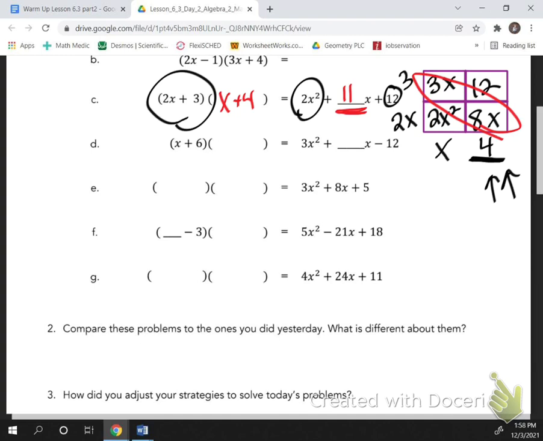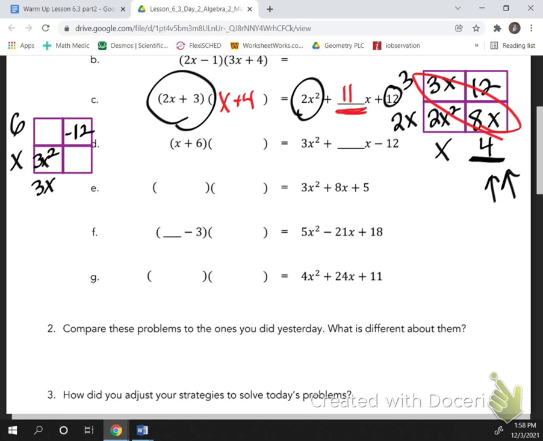All right, D is similar. We are just going to start with a box, and we know a factor. So I'm going to put x plus 6 on one side. It doesn't really matter what side. I'm going to put 3x squared in the bottom left, and I've got negative 12 this time. So now, again, we're trying to figure out the unknown thing. So what is this going to be?